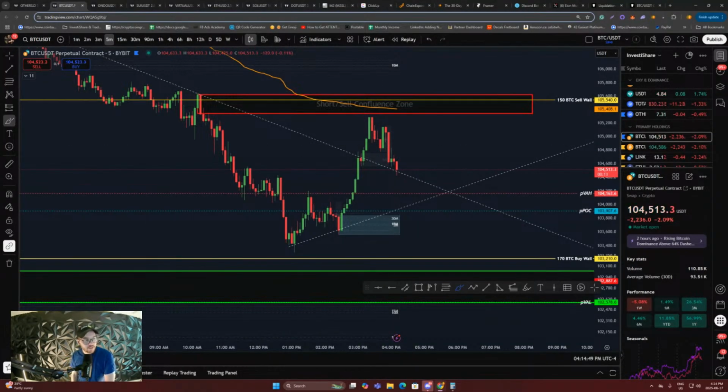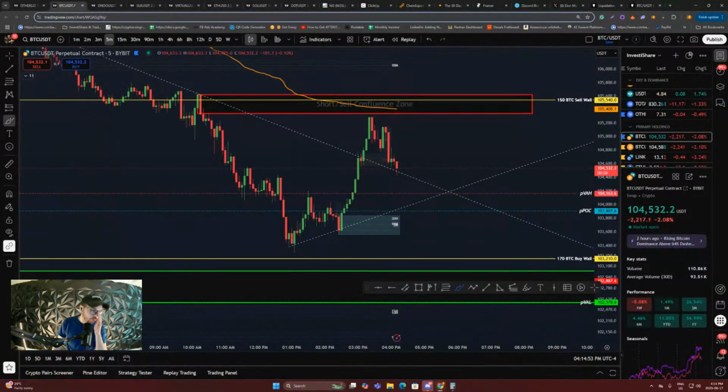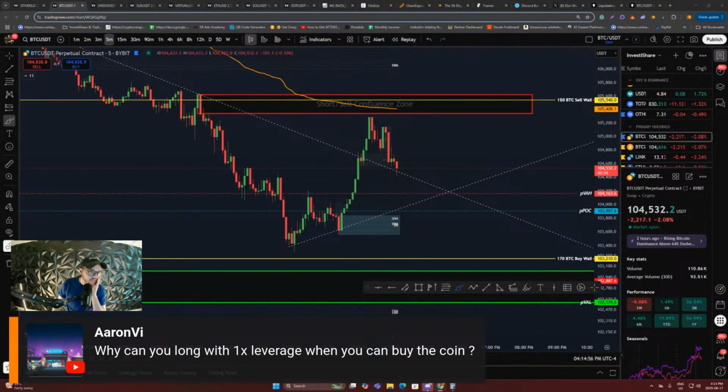And why would you do a 1x leverage long when you can buy the coin? Well, with 1x leverage, I understand your idea. The purpose of it is to allow you the option to withdraw margin to increase your leverage in the trade after it becomes a winning trade. Or at least that's the purpose that I would give it.